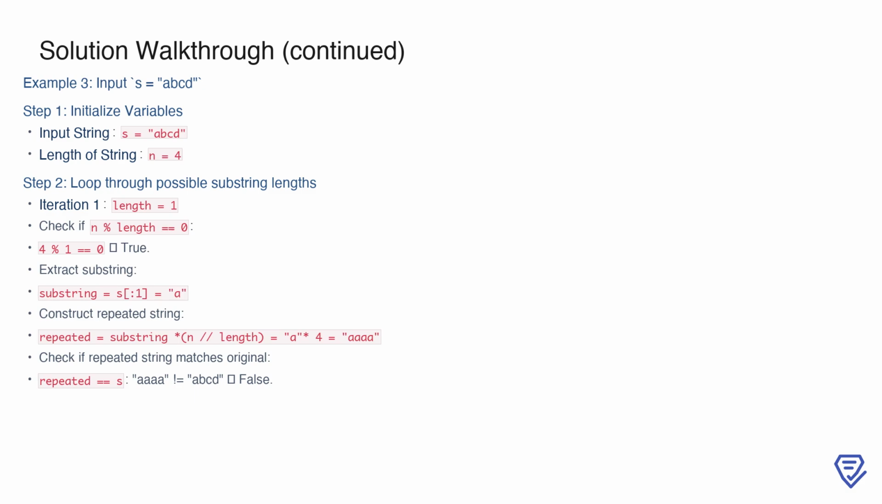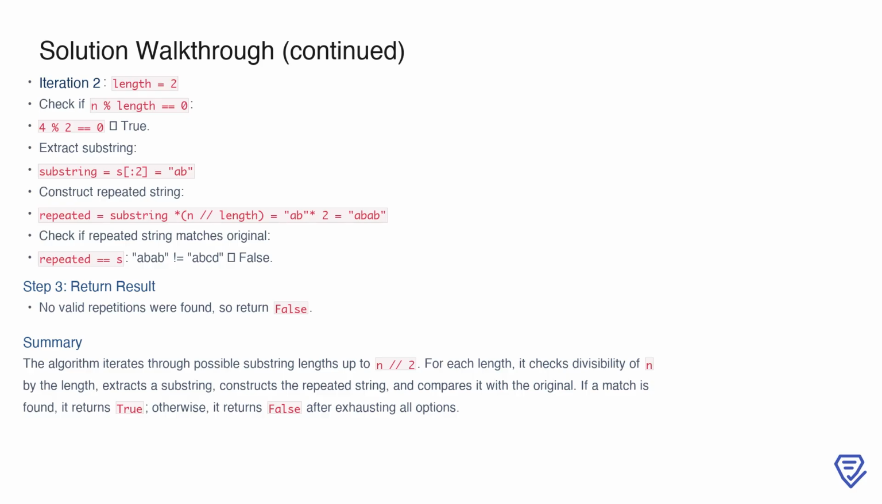We begin by testing a substring length of 1. Since 4 is divisible by 1, we extract the first character and construct the repeated string by multiplying it by 4, resulting in AAAA. However, when we compare this constructed string to the original, they do not match. This indicates that a substring of length 1 cannot form the original string, so we proceed to check the next possible substring length. In the second iteration, we consider a substring length of 2.